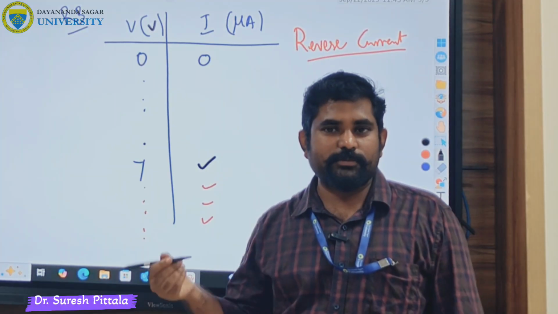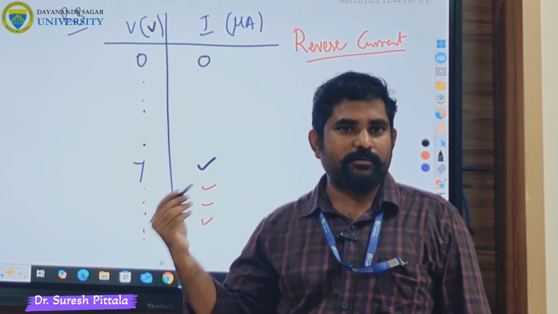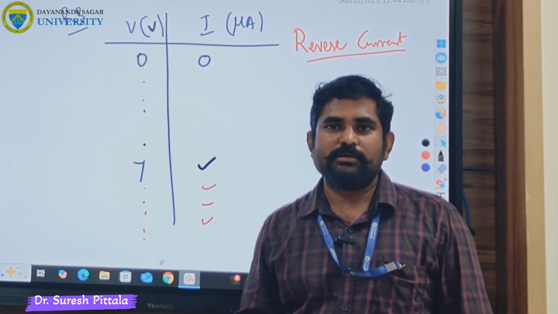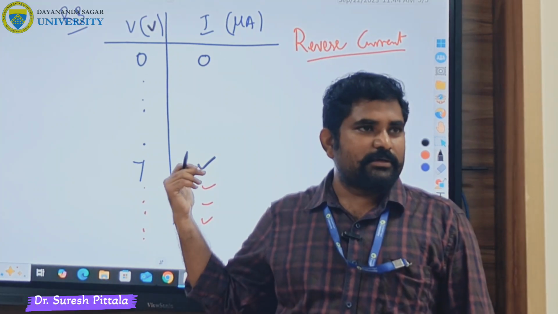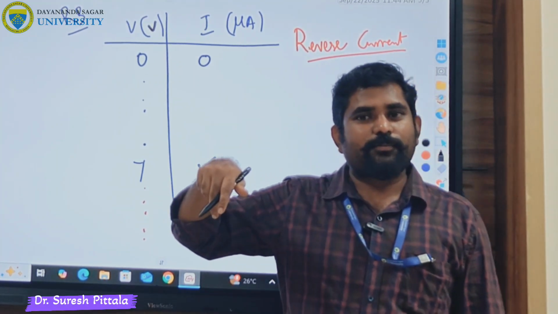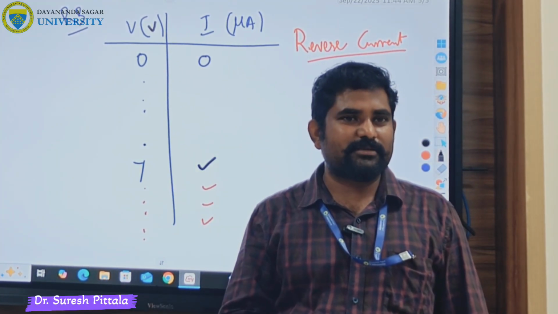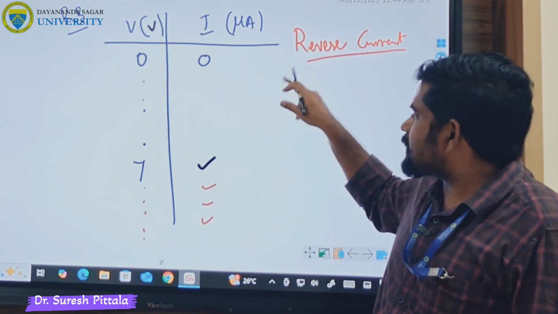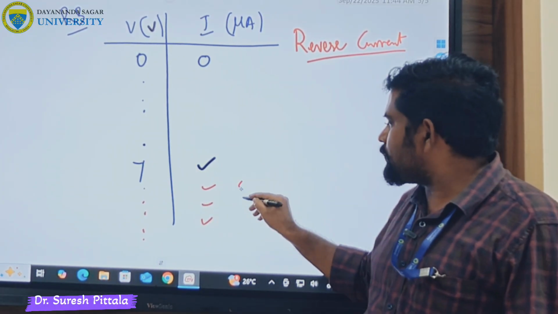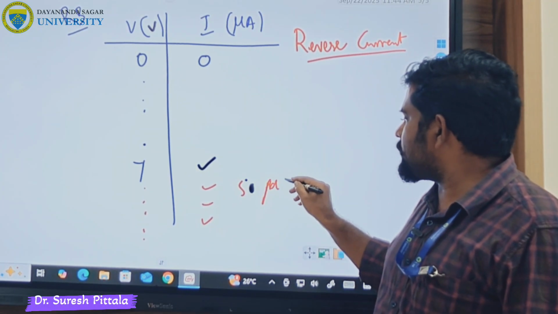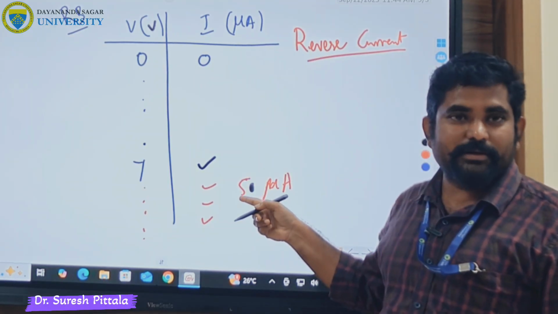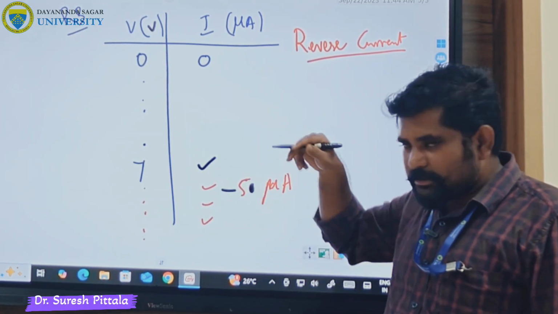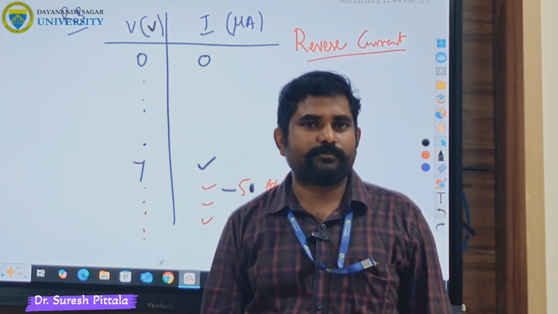Reverse. Positive means normal. When you change the terminals, you should see the negative values. So when I say it increases in negative, positively it is decreasing, no? So we call it reverse current increases. You will observe some value like 50 microampere. I say it is increasing. Reverse current is increasing; basically, it is reducing in the other direction.